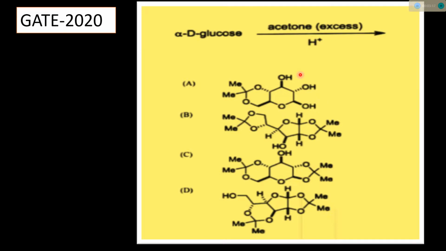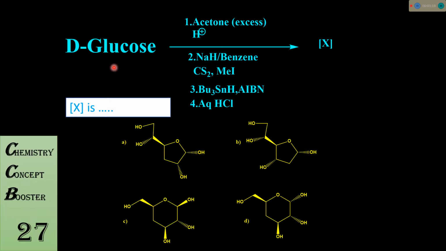So let's start. This is glucose, D-glucose, you all know. This is the series of reagents. First acetone excess H plus, sodium hydride in benzene, methyl iodide, then n-butyltin hydride and AIBN, at last aqueous HCl. These are the options.